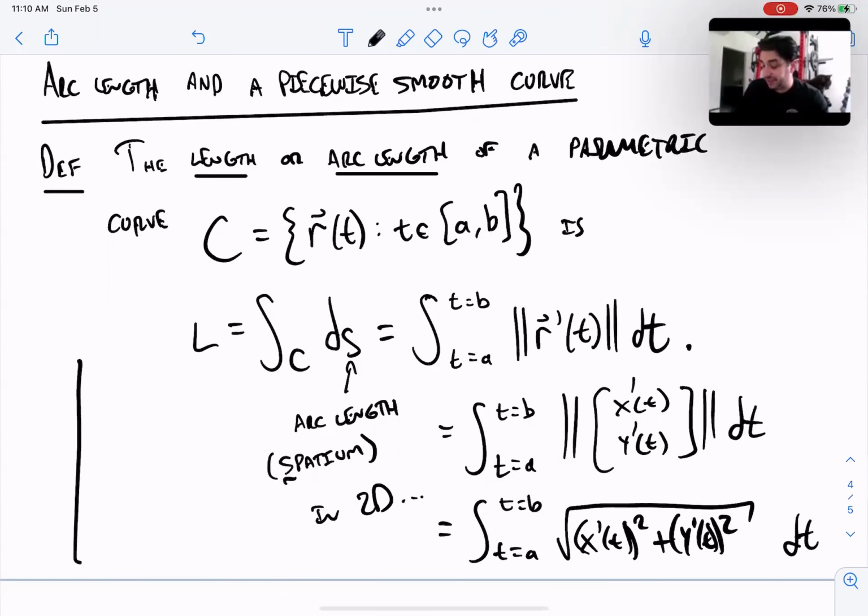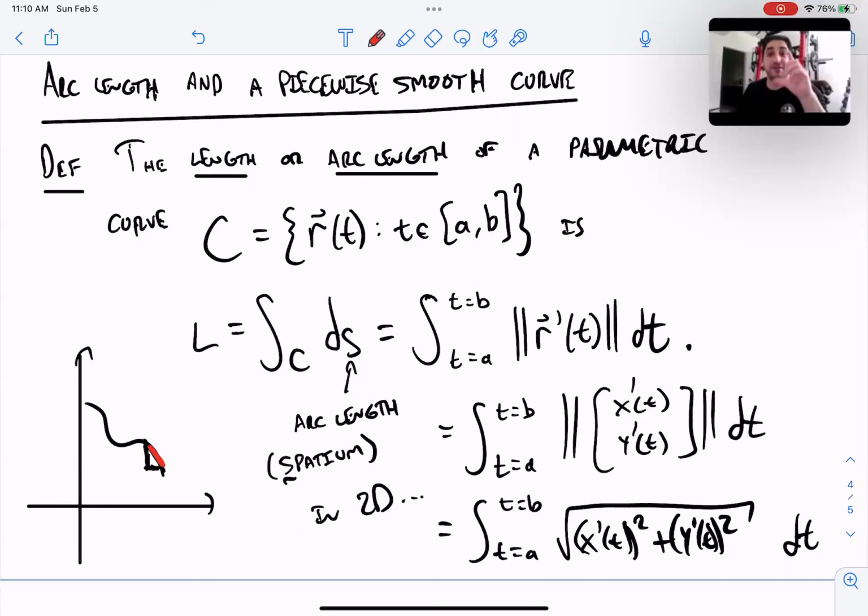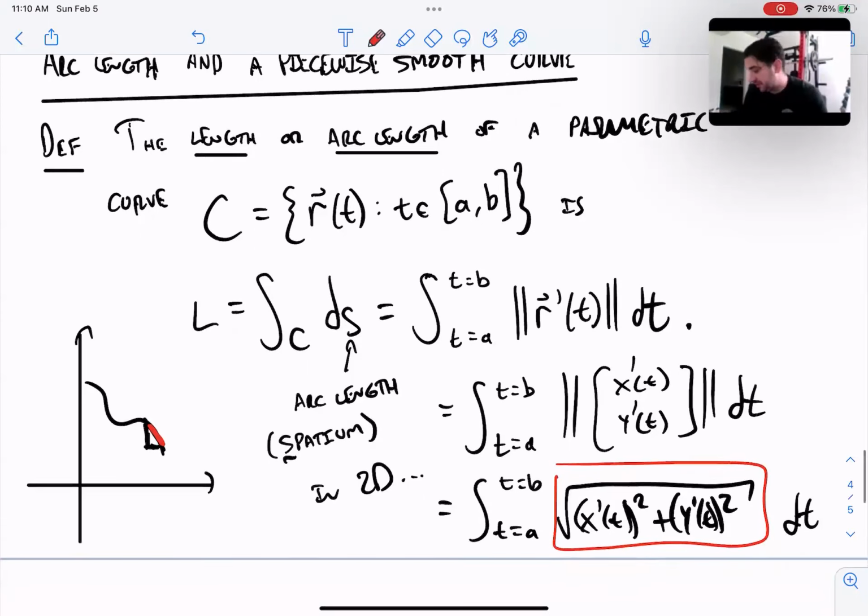And what's the idea here? The idea is that these x primes and y primes dt are essentially giving you a little change in x and change in y. Then you do the Pythagorean theorem to get the hypotenuse. As you go very small, those little line segments connect up to form the smooth curve. Then you integrate all those tiny line segments together to get the length of the curve. So it's a nice construction.